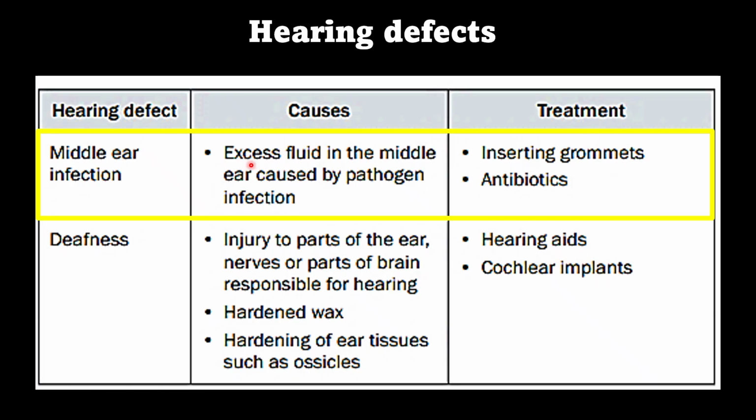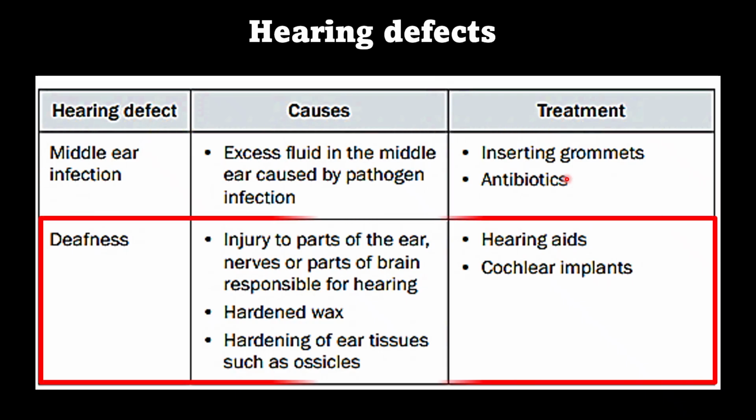It is due to excess fluid filling up the middle ear, and this is caused by pathogen infection. A pathogen can be a bacteria or a virus, or any microorganism that causes diseases. And then you need to know the treatment. How do you treat middle ear infection? Middle ear infection is treated by inserting grommets. If that is not enough, antibiotics are also used. So you need to know the defect, the cause, and the treatment.